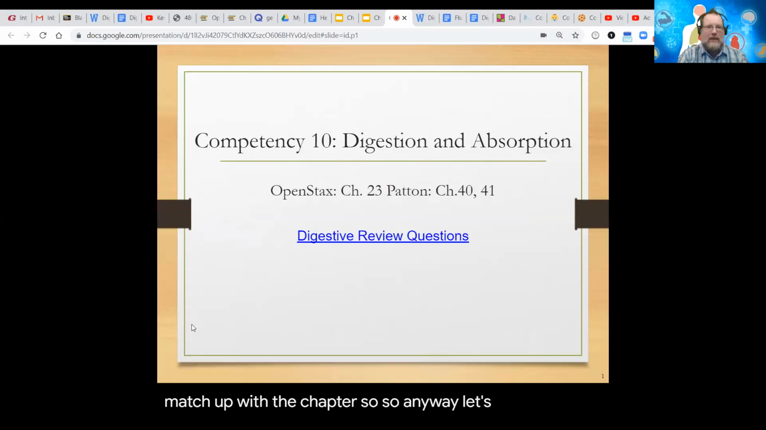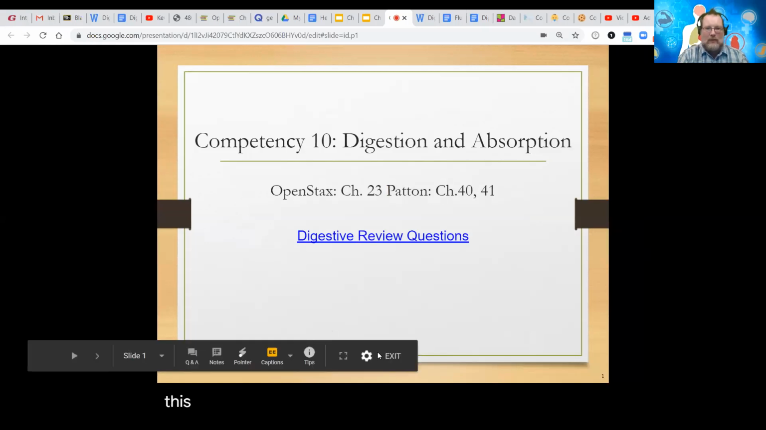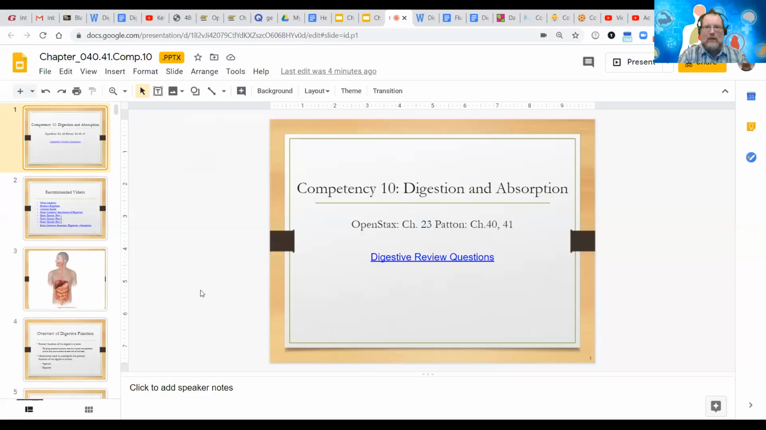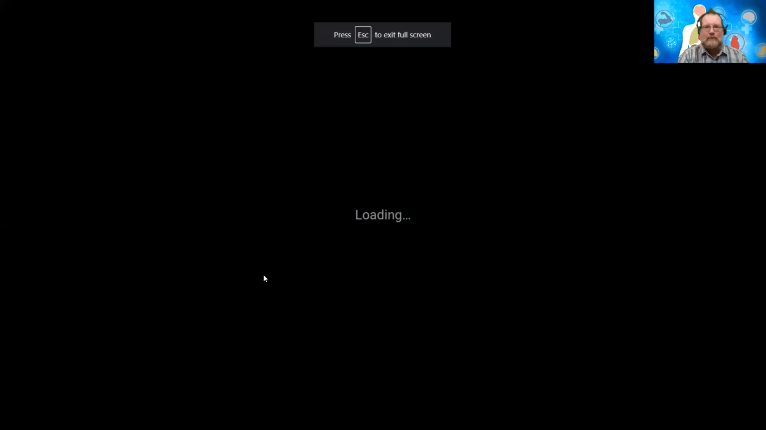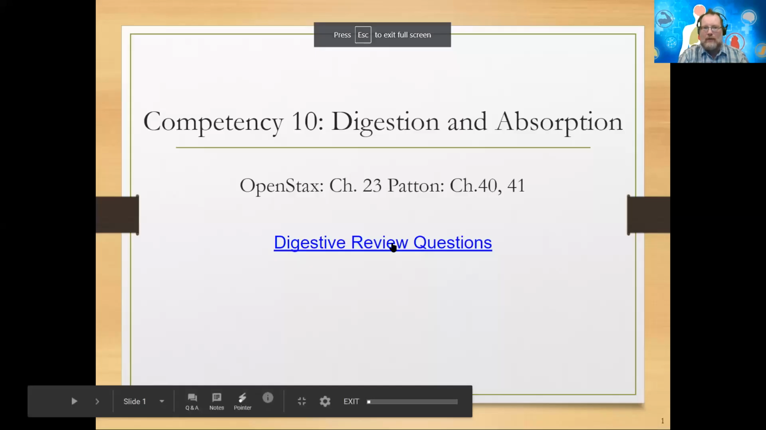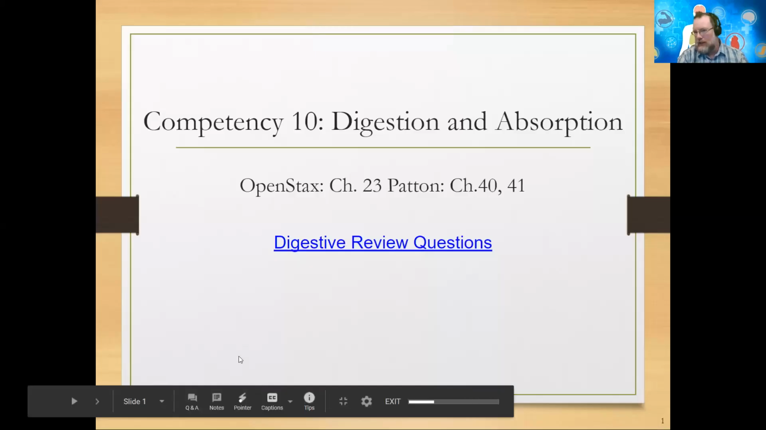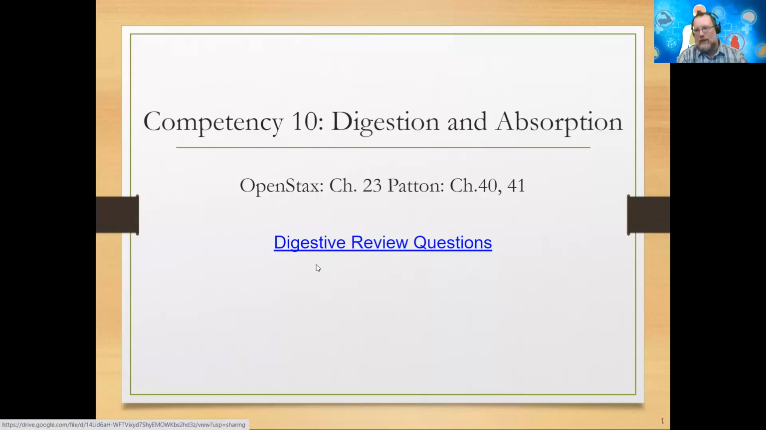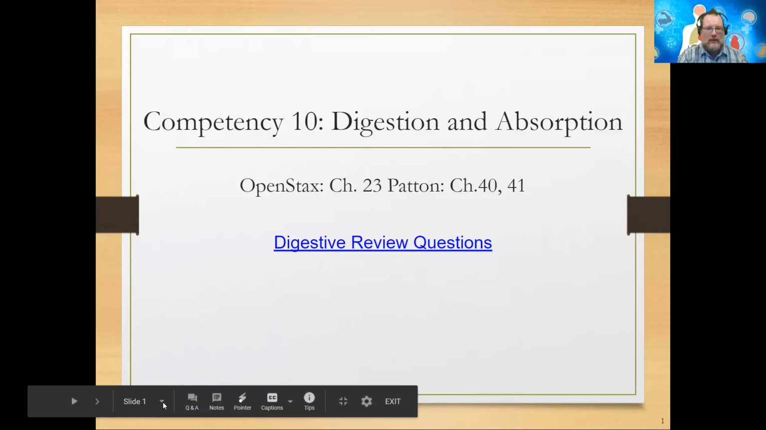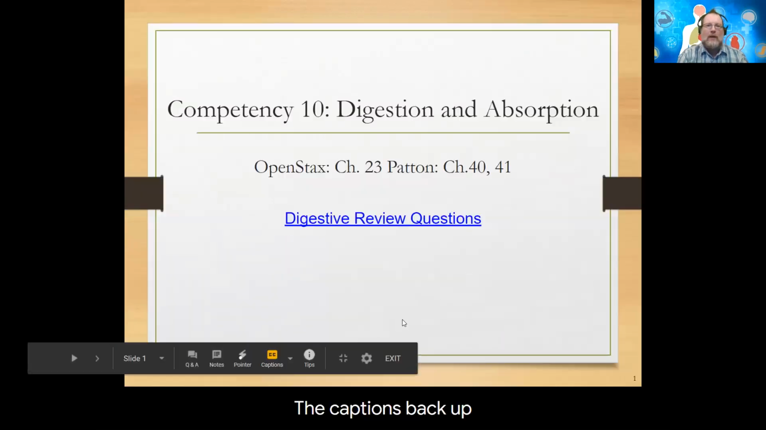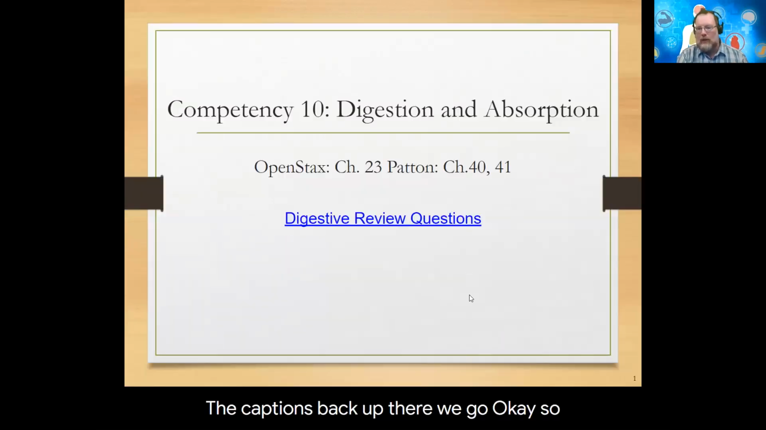So anyway, let's continue with this. I want to get that back to full screen. So anyhow, that's what you'll find. 11 and 12 are the same way. The links for these are in the same place. You've seen them in previous modules under the practice tab for each of the units. So anyhow, let me get the captions back up. There we go. Okay, so again, I'm going to keep this brief.